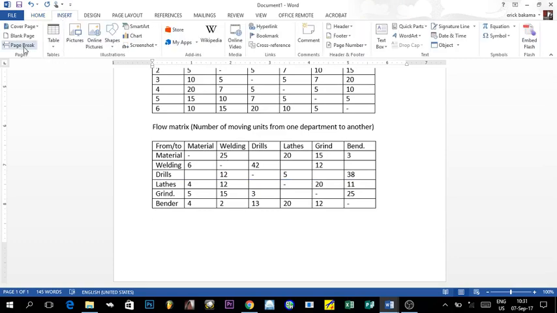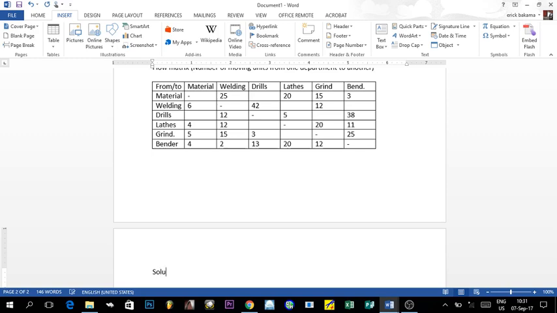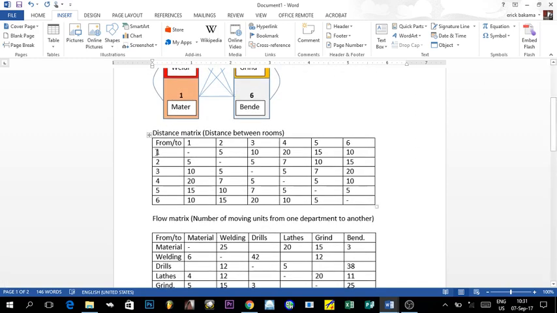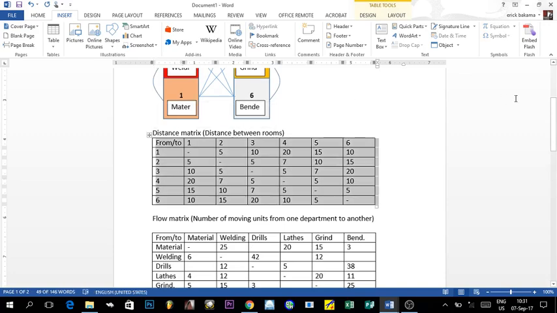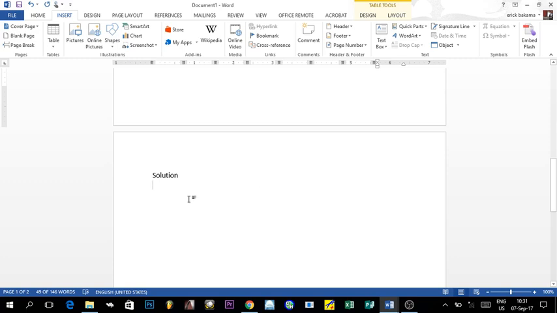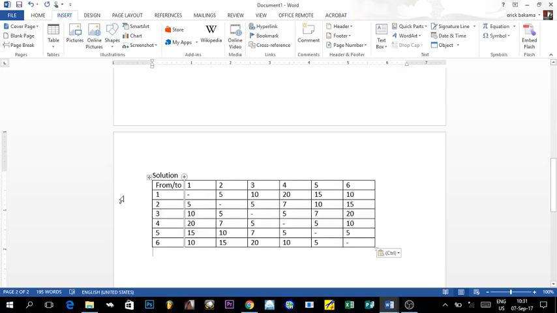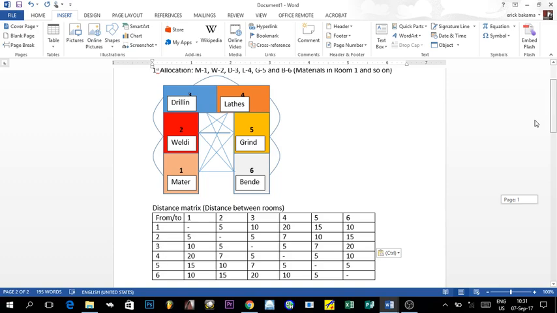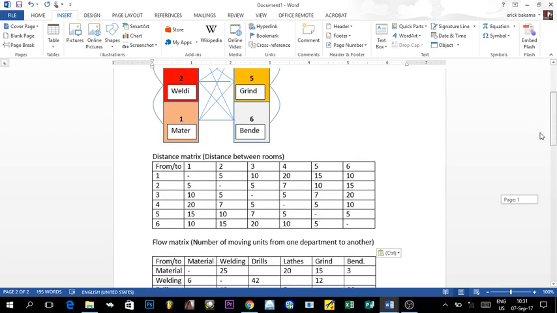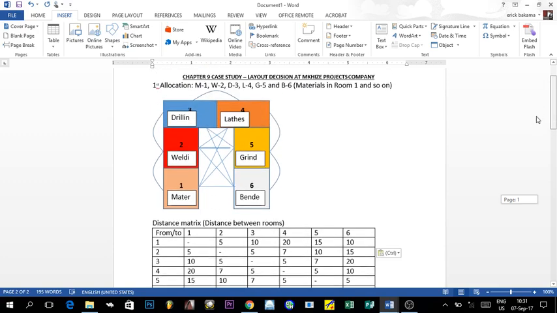Let's go to a new page. Now the solution will be based first of all on the allocation based on the distances. How did they allocate? According to the allocation that we have, this is the distance flow matrix. We'll be working from this one here. Based on the allocation, it says that in room 1 we have the material, in room 2 we have the welding, in room 3 we have the drilling, room 4 we have the lathe, room 5 the grinder, and room 6 the bender.